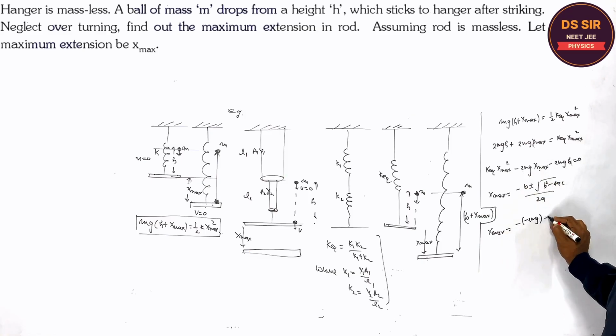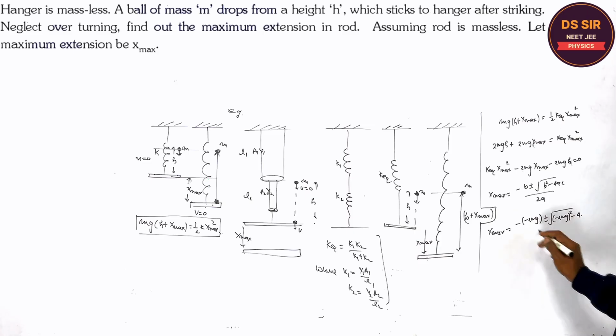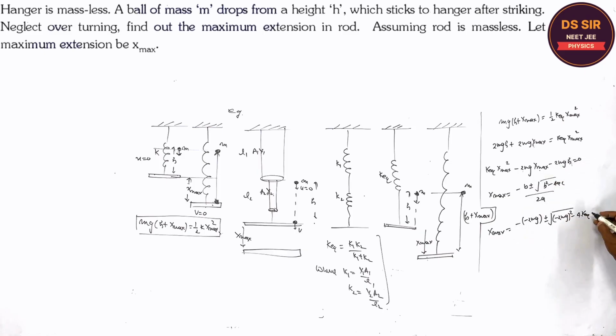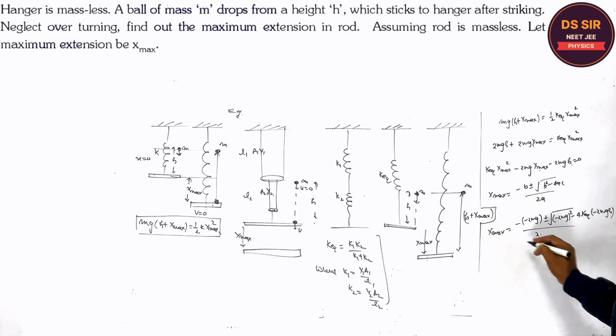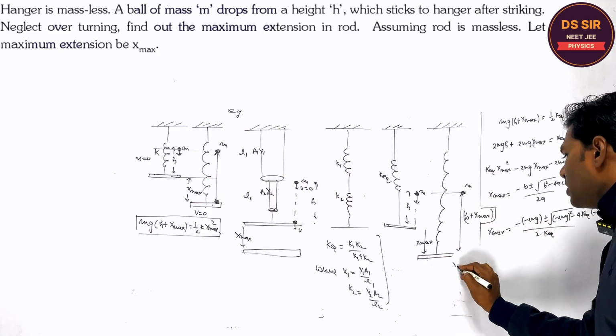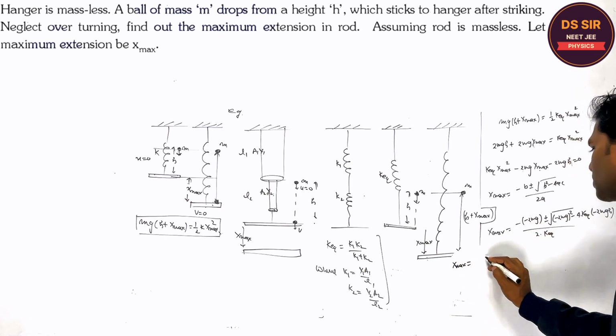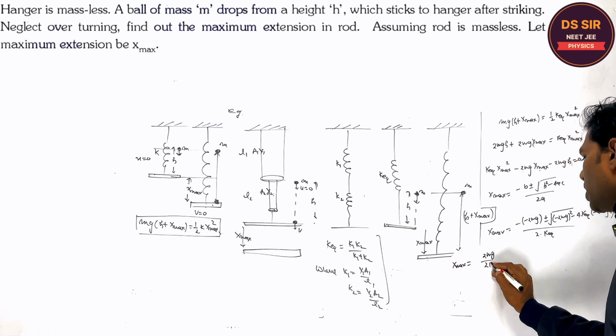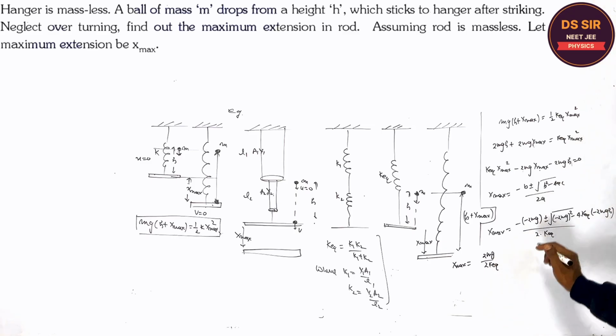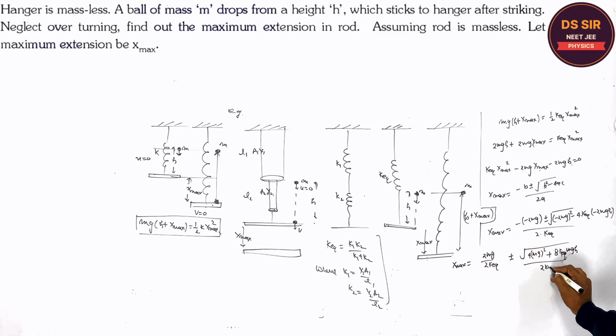Minus 2mg plus minus root b square, minus 2mg whole square minus 4 into a into c, minus 2mgh, fine, upon 2 into a, k equivalent. So if you write the x max over here, minus minus become plus 2mg divided by 2k. I'm writing separately. This is plus minus root over 4 mg whole square plus 8 k equivalent into mgh, divided by 2 into k equivalent.